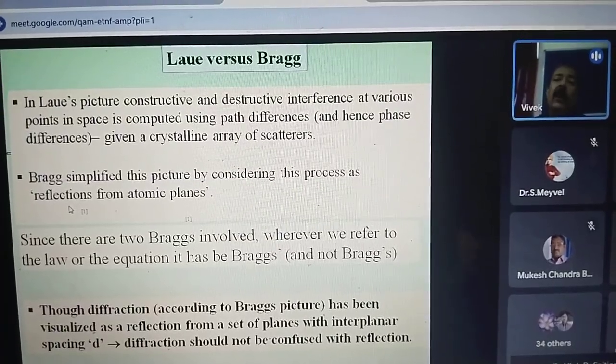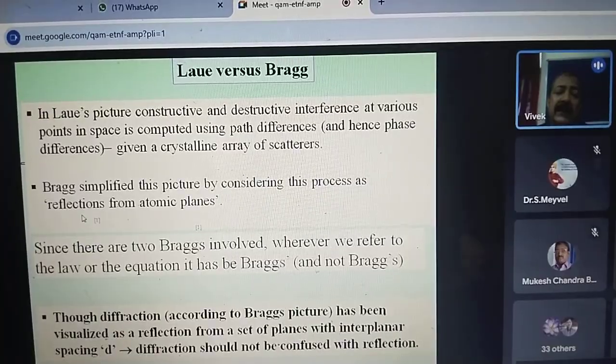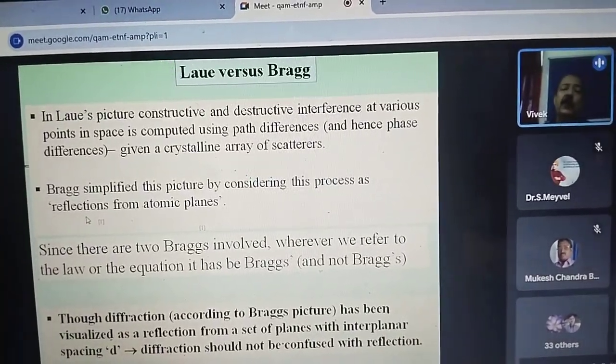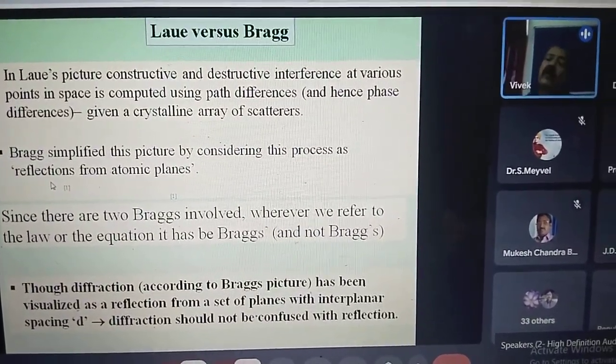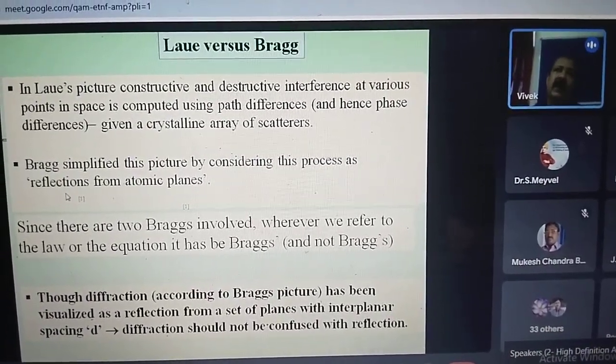So that is the main point. Whenever you have to solve a crystal structure, what do you have to do? The first point is you have to find out the unit cell. What is your unit cell? A, B, C, alpha, beta, gamma.